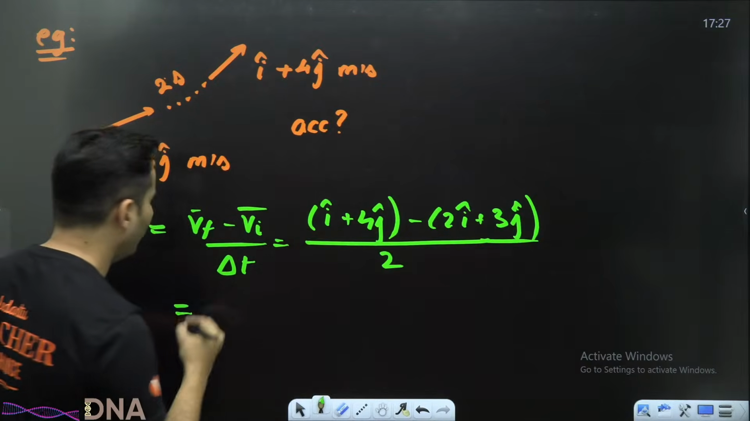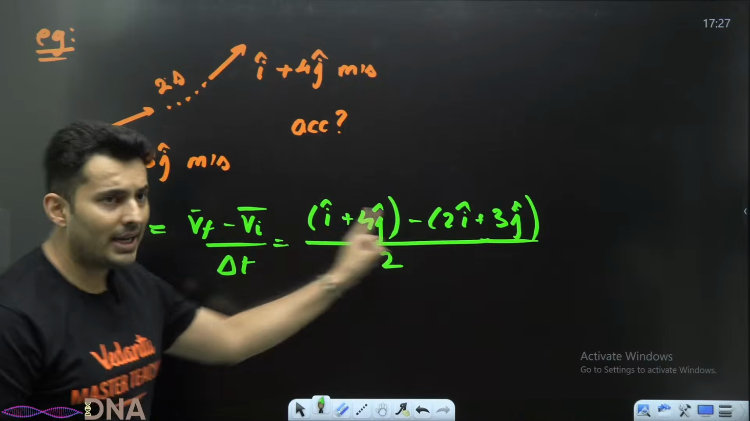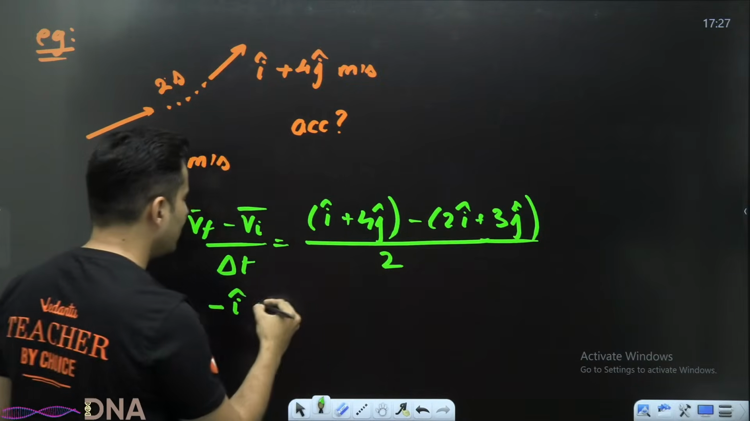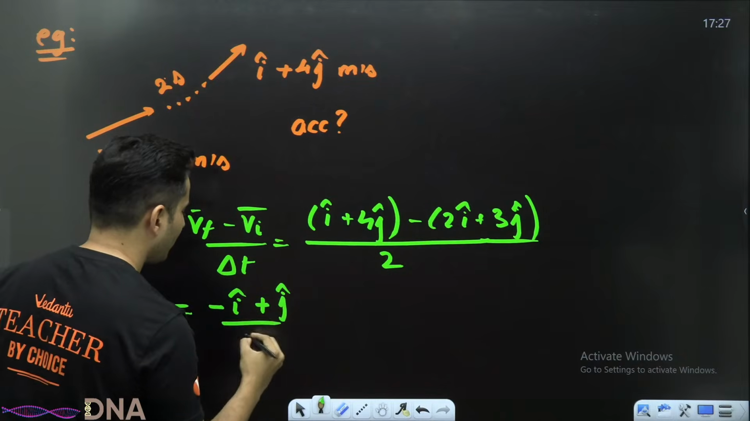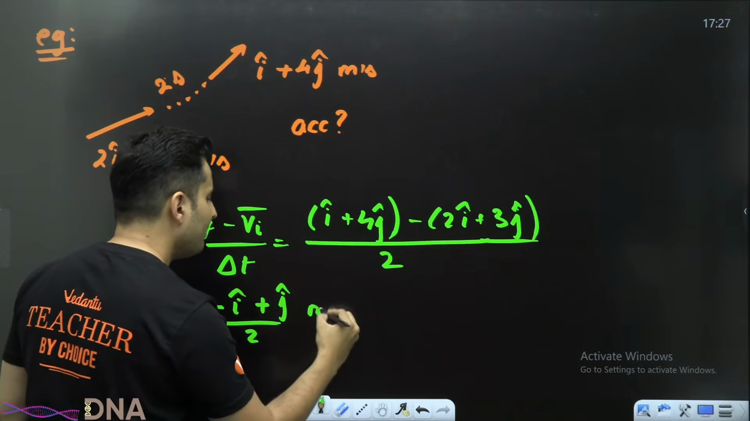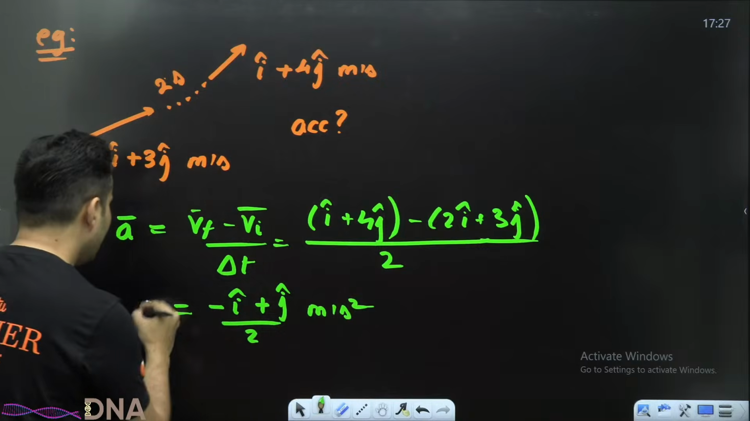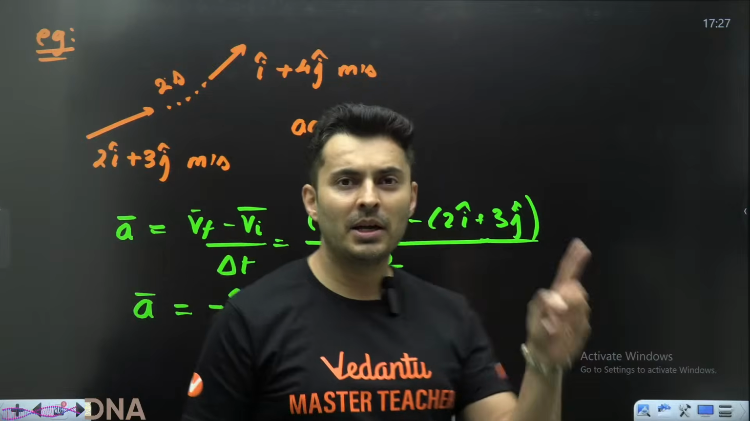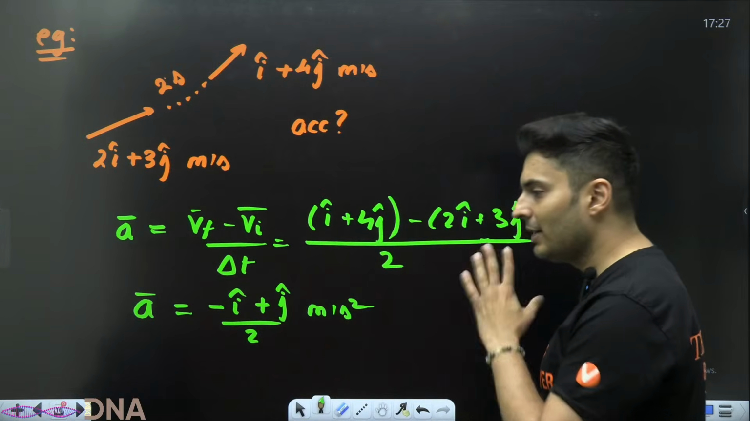Let's put 2 over here. I minus 2I will make it minus I. 4j minus 3j is just going to make it j. So by 2, that many meters per second square is the acceleration. So the acceleration is minus I cap plus j cap, whole thing divided by 2.